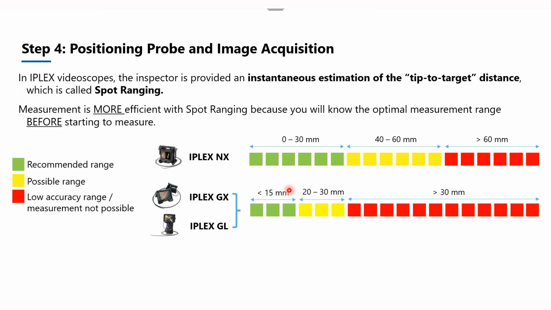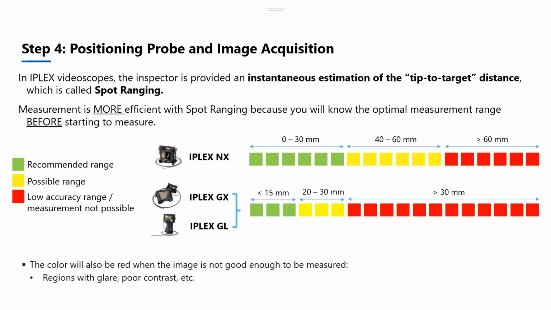It will be easier when in the next slide we see a bit of a video, but it's interesting to see that the IPLEX NX is the one that has the largest recommended range of measurement. So you can have defects that are quite big, you have to go a bit far, and you still have the recommended accuracy range. For the other videoscopes, this range is slightly shorter. So if you really want the best measurement capabilities, you're probably looking at something like the NX. Also, when you do a measurement, the red areas are the ones where we don't recommend measurement. Measurement might be possible, but the accuracy might be compromised. The yellow range is an area where you still can do measurements, but your accuracy might be compromised.